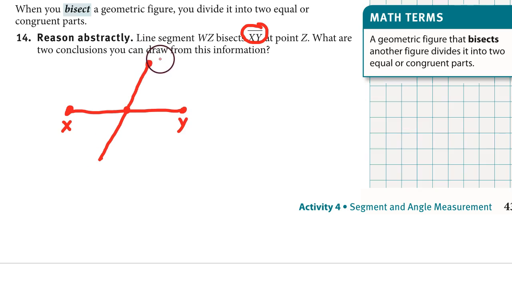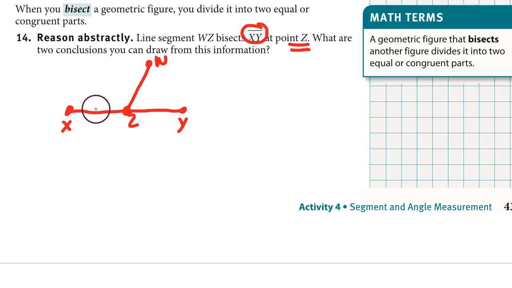This segment we were told was WZ. Right there. Looks like I drew it a little bit too long. Let me erase that piece off there that I didn't want. So segment WZ, and it stops at point Z. We were told that point Z is the spot where it crosses segment XY. What conclusions can we draw?